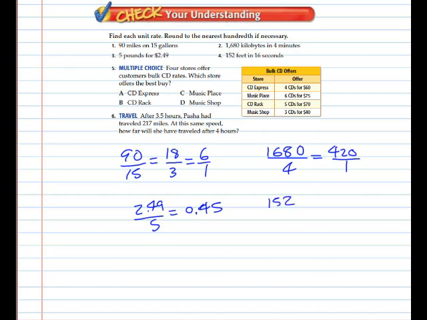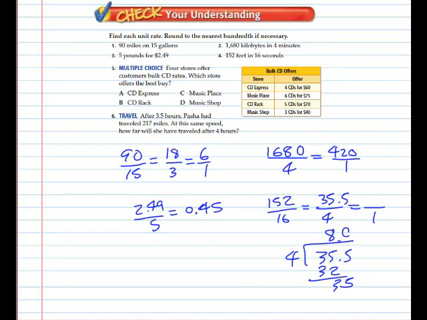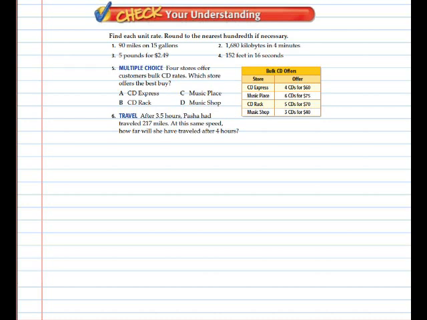And finally, number 4, 152 divided by 16. We can divide both of those by 4. This gives us 35.5. Divide that by 4 gives us about 8.9, which we would round to 9. So about 9 feet per second.